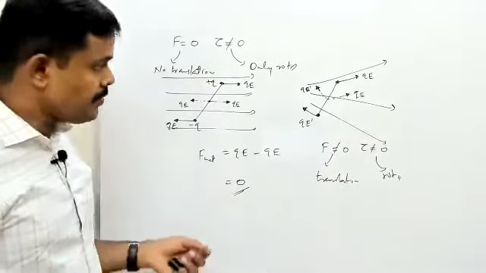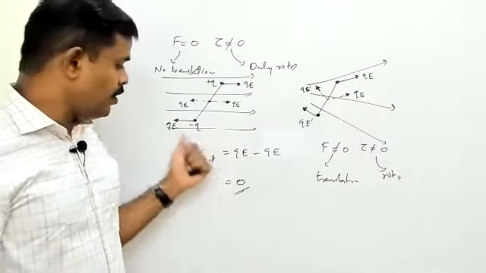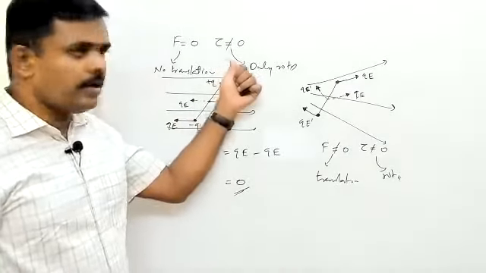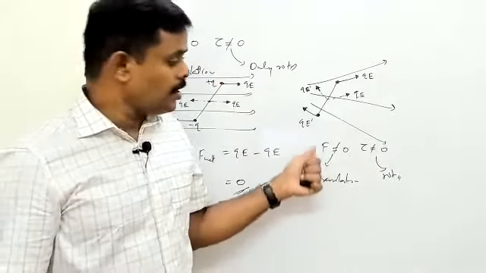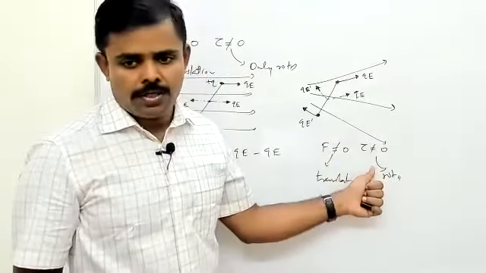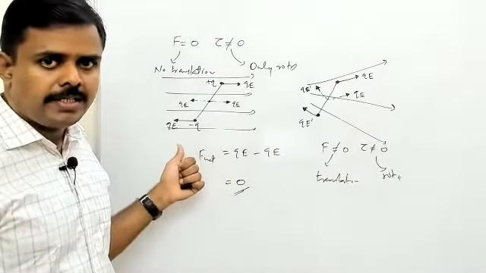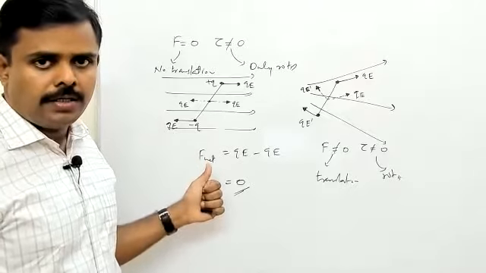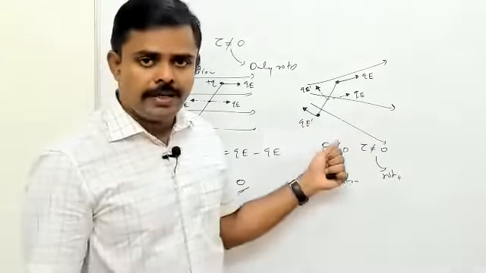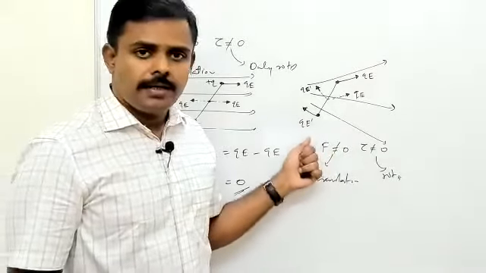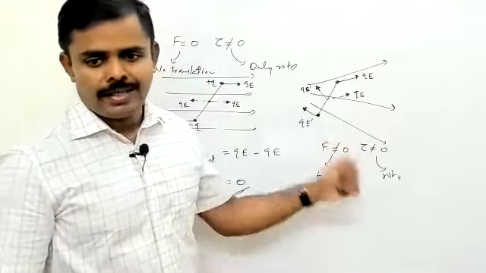So the question is this: a dipole placed in a uniform field experiences no force, only torque. A dipole placed in a non-uniform field experiences both force and torque. A dipole placed in a uniform field experiences no force, only torque. That means no translational motion, only rotational motion. But if it is placed in a non-uniform field, it experiences both force and torque. So both translation and rotation.